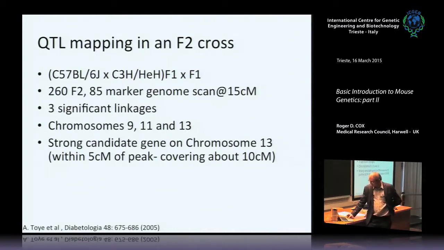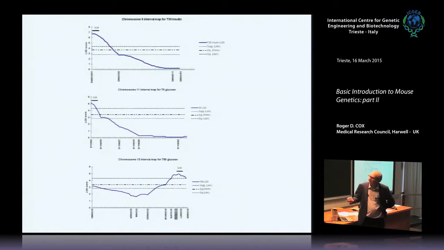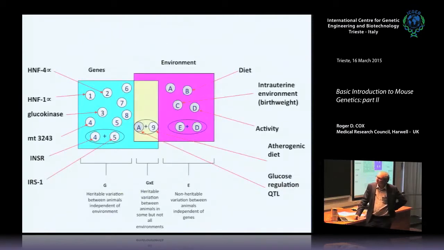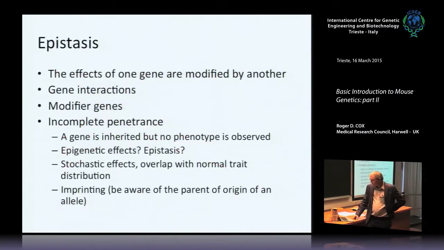There was a strong candidate on chromosome 13. So here there's chromosome 9. So you saw these sort of QTL mapping output plots for different traits. Here's 30-minute insulin. This is T0 glucose. And this is T60 glucose, and there's this strong peak on chromosome 13. So let's cut through to this. So we were able to identify a gene underlying that trait.